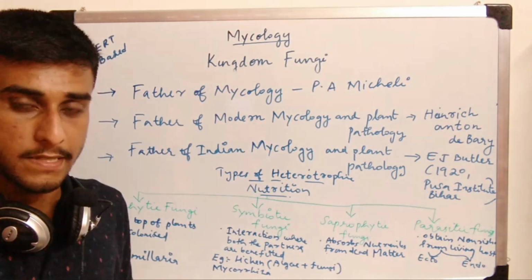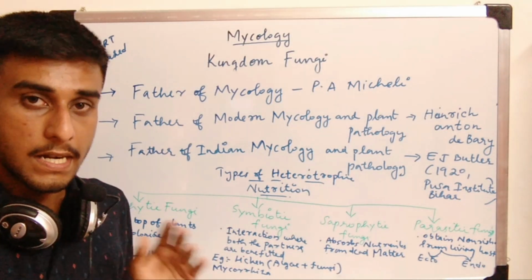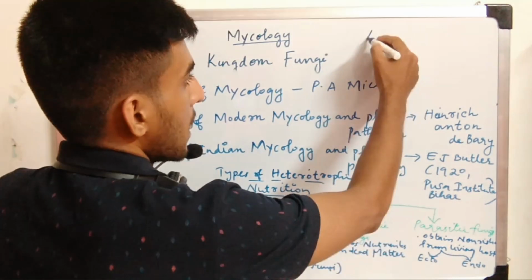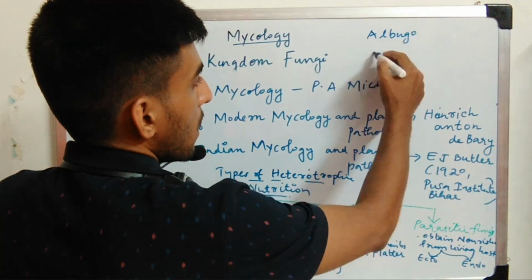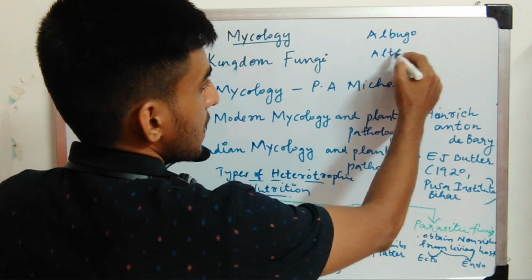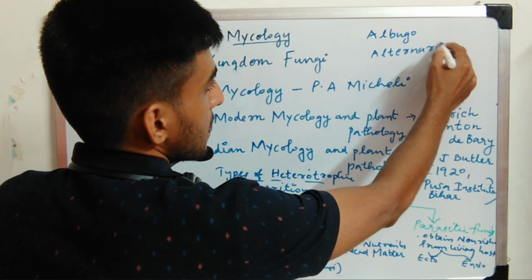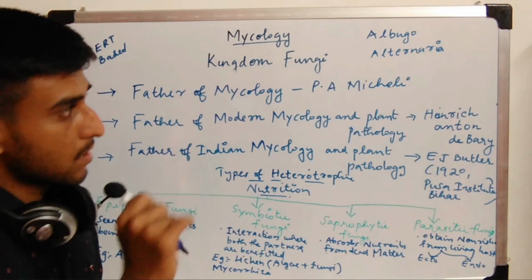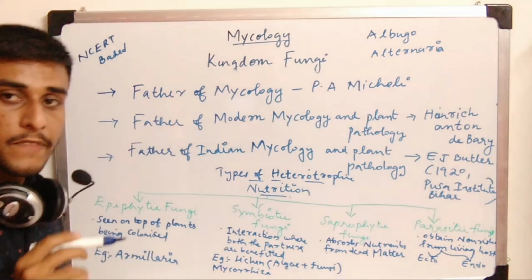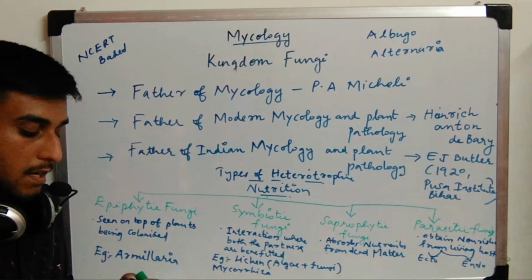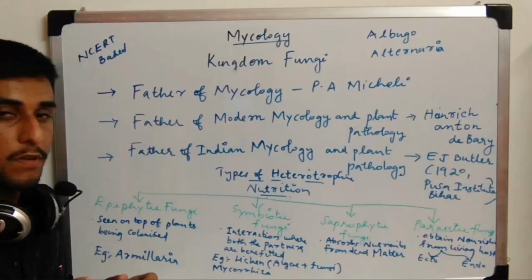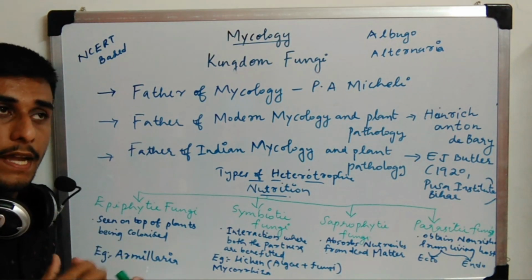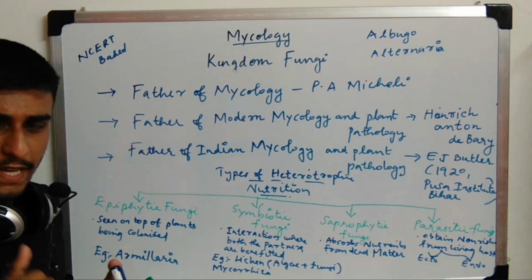A good example of parasitic fungi are Albugo, Alternaria. Okay, these are good examples of the fungi. And they are endoparasitic fungi. What are ectoparasitic fungi? The fungi which can absorb the nutrients from a living organism on the top of the surface. Endoparasitic fungi are Albugo, Alternaria, etc.